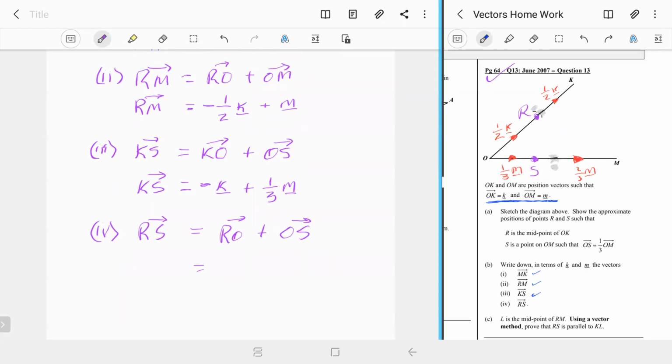Negative half K. And then OS equals one third M. So the vectors are easy. Done. So we're done with that part now. Sweet. See that? Easy like that.